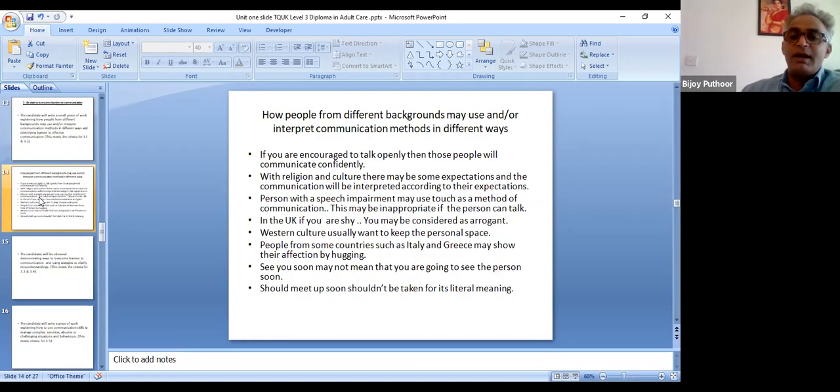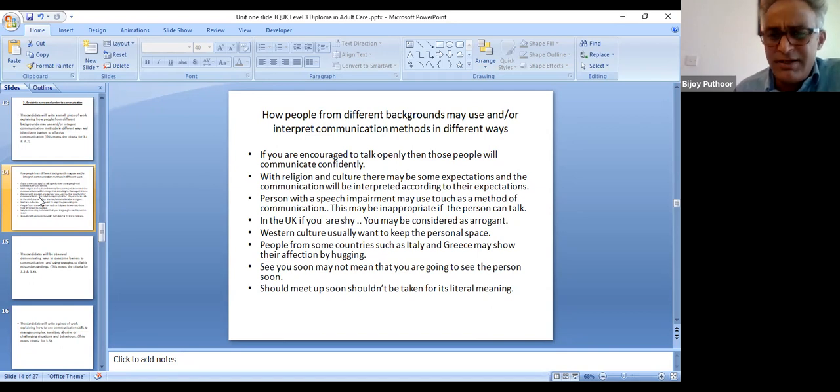How people from different backgrounds may use or interpret communication methods in different ways. If people are encouraged to talk openly, then they will communicate more confidently. In some religions and cultures, there may be some expectations, and communication will be interpreted according to those expectations. So people from different backgrounds respond to communication in different ways. Say, people from particular religious backgrounds may not want men and women to look at each other without a barrier.